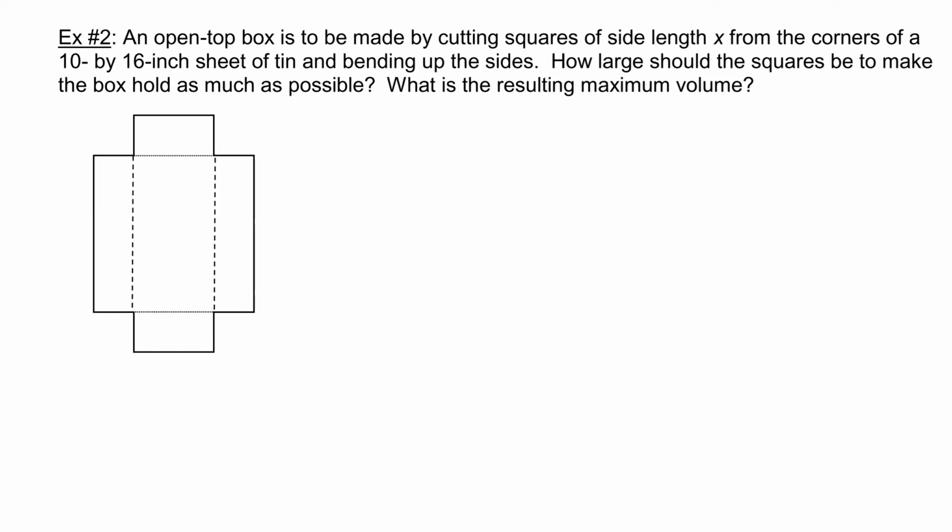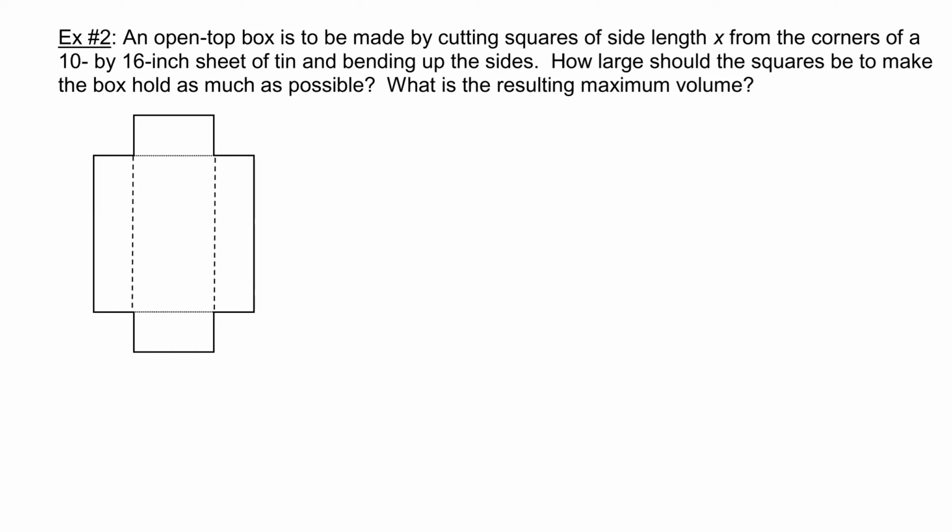So first, example 2. Let's understand the problem. An open top box is made by cutting squares of side length x from the corners of a 10 by 16 sheet of tin and bending up the sides. All right, so you have a sheet, you cut out corners just like it's shown, and then you bend up the sides to make an open top box. It's kind of like a Krispy Kreme box, right, like the bottom.